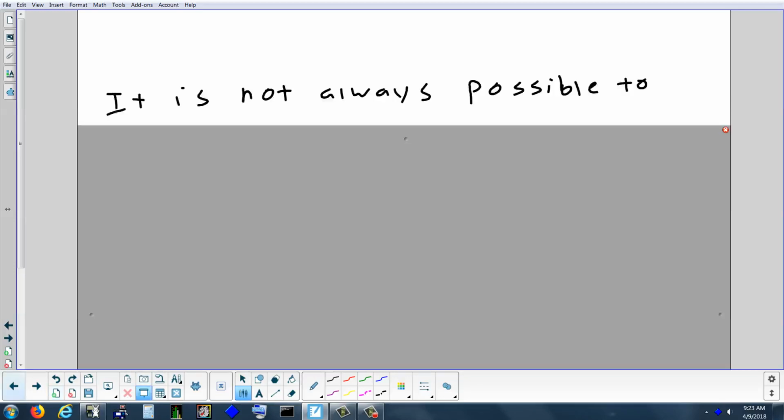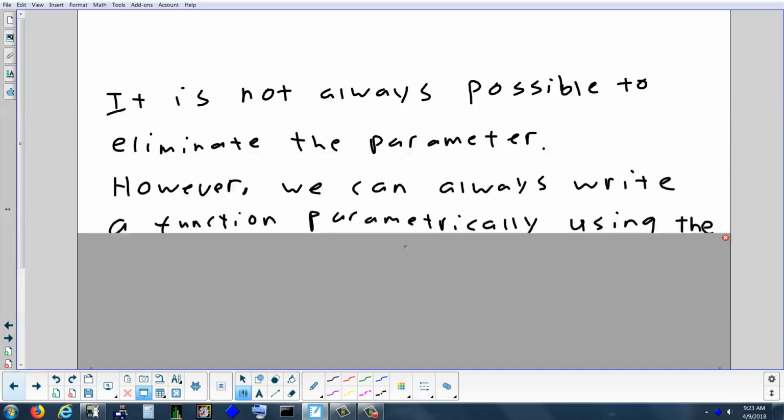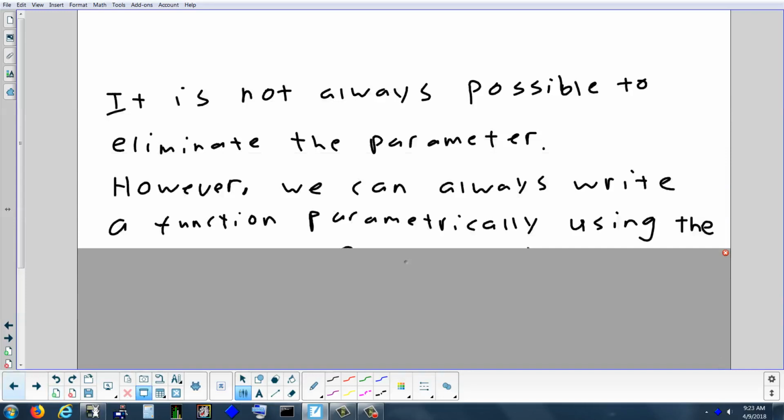But no matter what you come up with, it's always possible to take an equation, like you have in Algebra 1, and turn it into a parametric equation. So we can always write a function parametrically using what I'm about to show you. I'm going to go back to a problem that we already did, and turn it back into parametric, but not the way the original problem was. There's more than one way to turn something that's not parametric into parametric. I'm going to give you the easiest way.